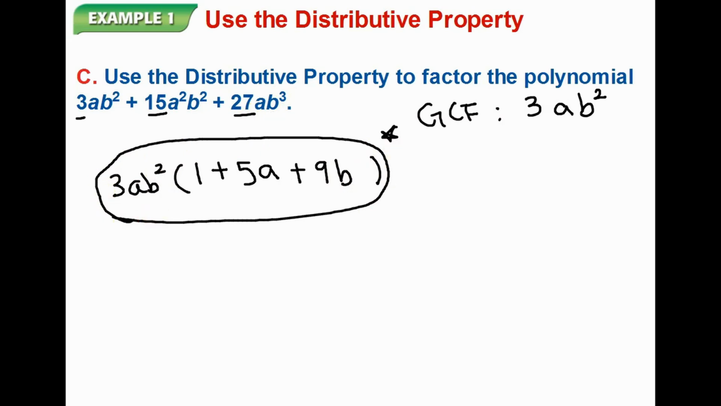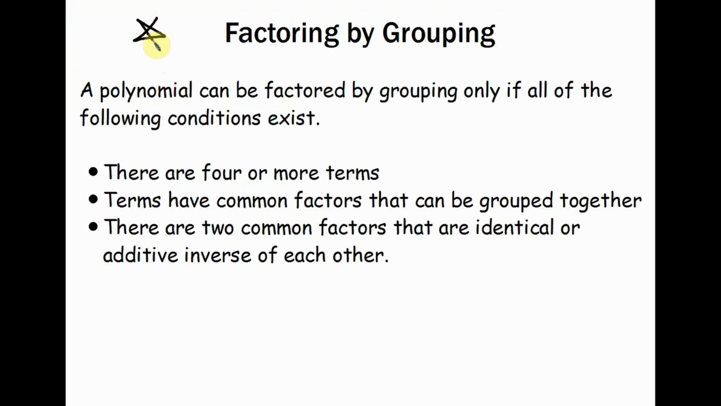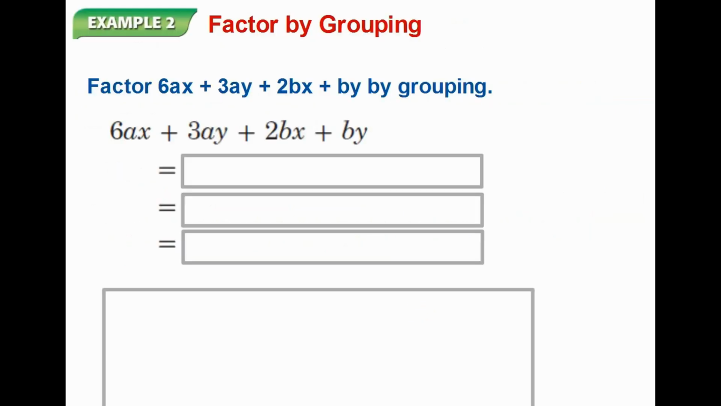This is the part where many students get confused when you're factoring by grouping. There are certain cases where you have to do the grouping if you have certain conditions. For example, if there are 4 or more terms, then you will be factoring by grouping. Also, if they have common factors that can be grouped together, or if they have 2 common factors that are identical, or additive inverse of each other. So it might be easier to understand if you're looking at the example.